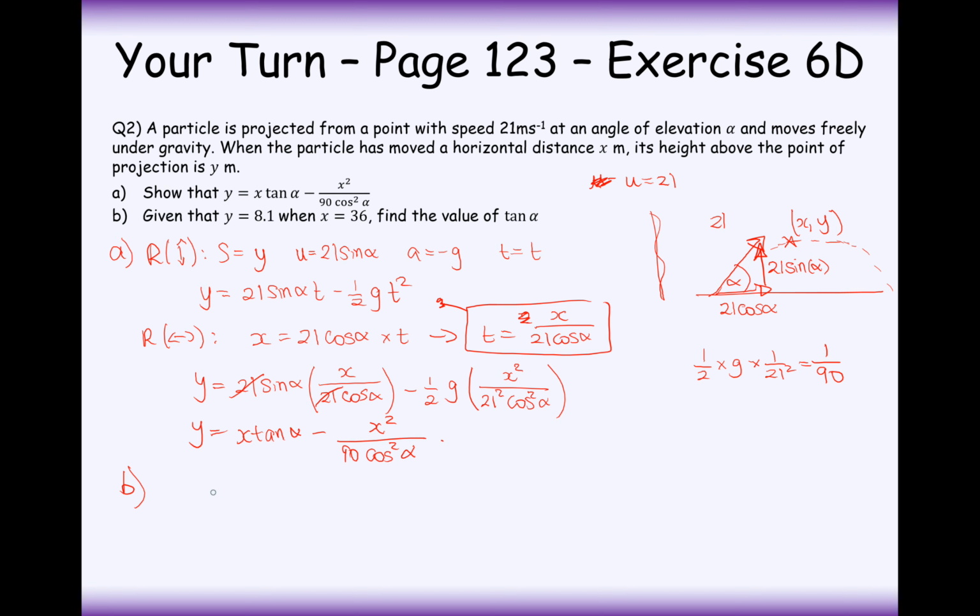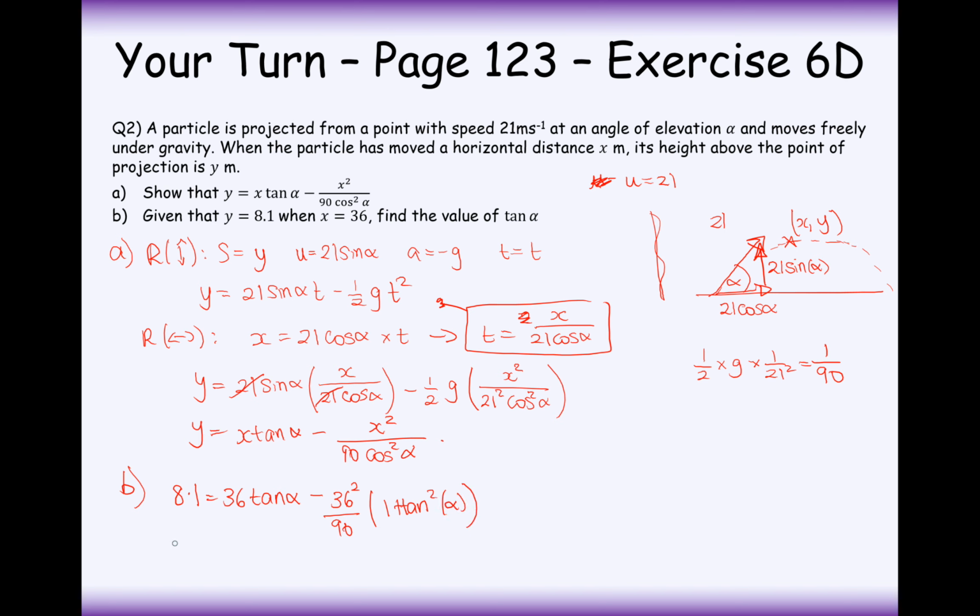Given that y equals 8.1 when x is equal to 36, find the value for tan alpha. So the first thing we've got to remember is that cos squared can be simplified, so 1 over cos squared can be simplified to sec squared, which can also be simplified to 1 plus tan squared. So it's going to be 36 squared over 90 times by 1 plus tan squared alpha.